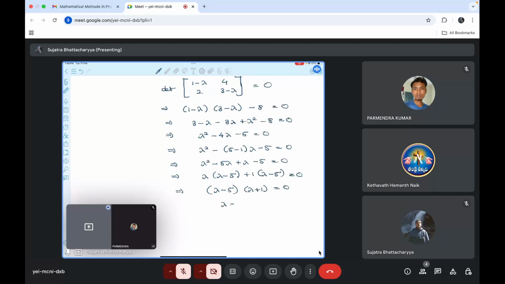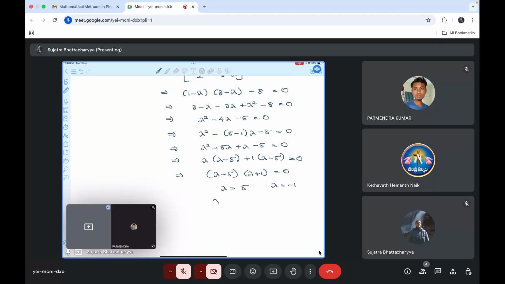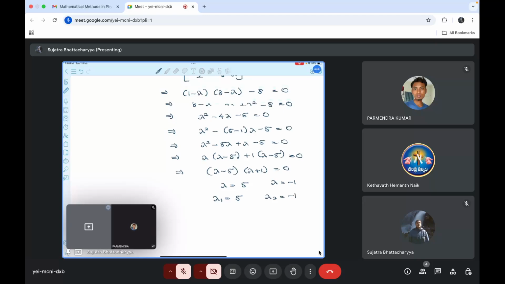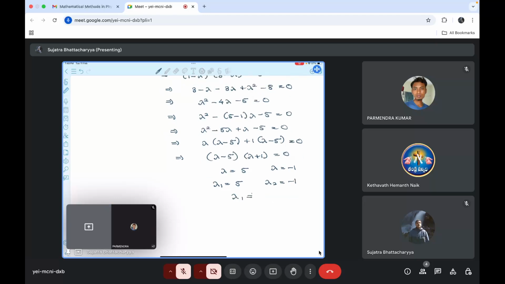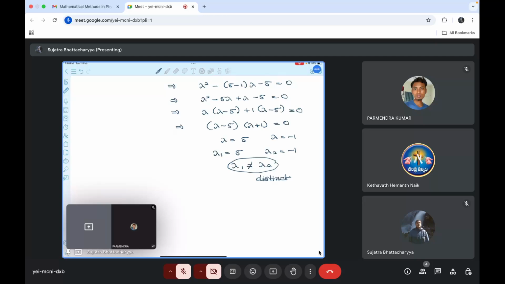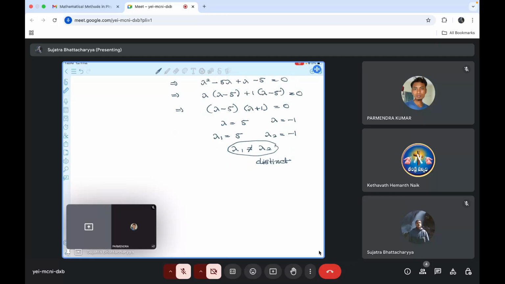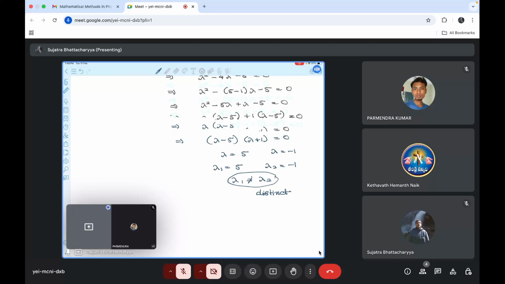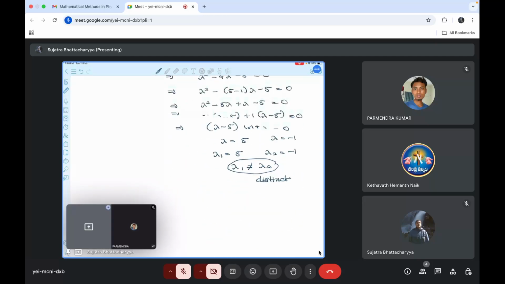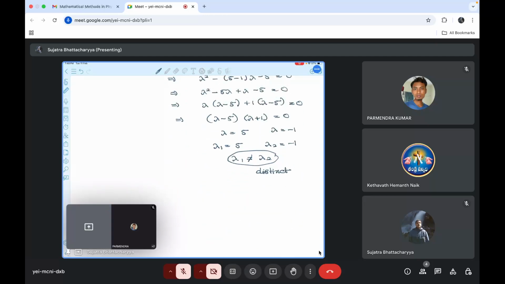So lambda is either 5 or minus 1, or lambda 1 is equal to say 5 and lambda 2 is equal to say minus 1. The important thing is that lambda 1 is not equal to lambda 2. So they are distinct. Hence, they are not defective. Okay, this is important. Fine. Let's look at the important part and important property. You have seen the determinant, right? Determinant of A.